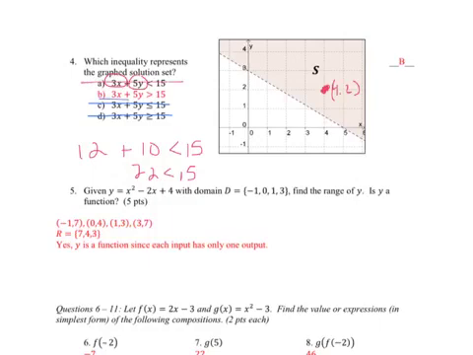And if we tested that point, we'd end up getting the same thing, 22 and 15, but simply look at the sign here. The sign here is greater than. So this would read 22 is greater than 15. So if we tested this point right here in the second equation, it would hold true. Let's take a look at the next one.